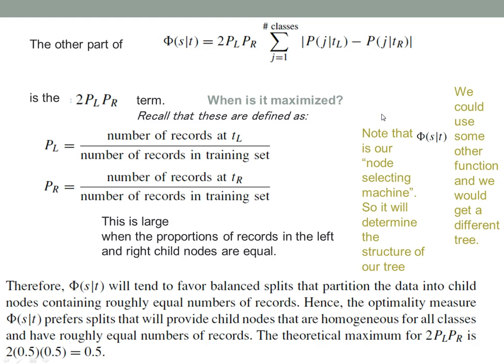Note that this is our node selecting machine, right? Which node should come first? We use this to decide that. So note that this phi is our node selecting machine, so it will determine the structure of our tree. We could use some other function and we would get a different tree.